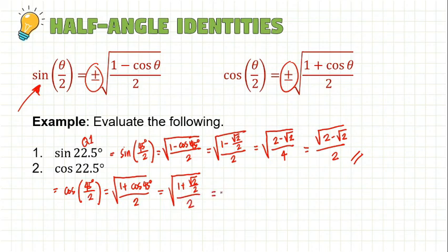And this is just the same as square root of 2 plus square root of 2 all over 4. So just check this one. And simplifying, we will have square root of 2 plus square root of 2 all over 2. So this is your answer for number 2. Okay, so that ends our lesson on trigonometric identities. I hope everything is clear. Thank you for watching.